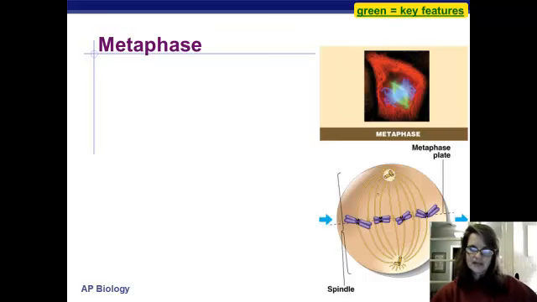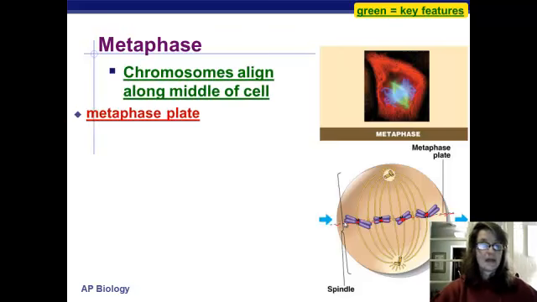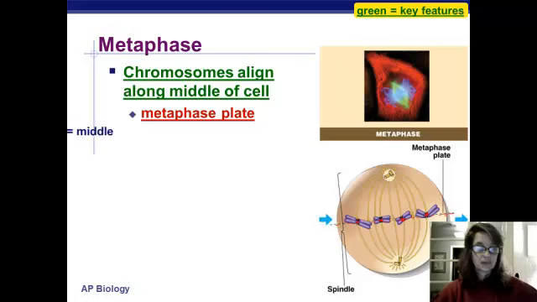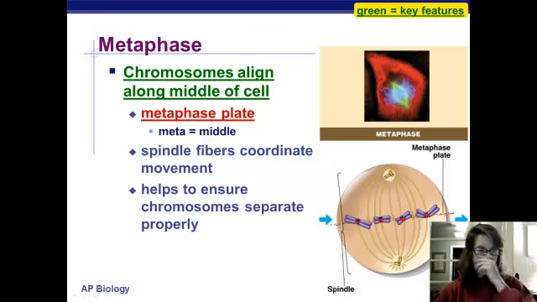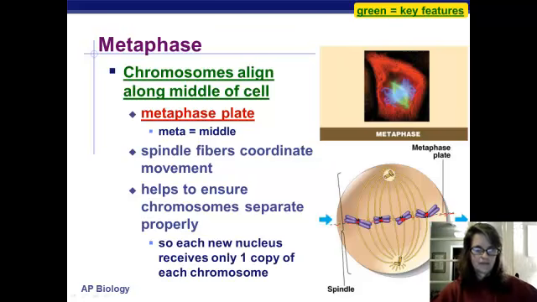Now, during metaphase, the spindle fibers are going to align each centromere of each chromosome along this kind of imaginary line across the middle of the cell, okay? And that is so they can be organized and split ultimately very carefully and very accurately, okay? So the spindle fibers are coordinating that movement, okay? Because we want to make sure that each daughter cell gets one of these chromatids each, okay?